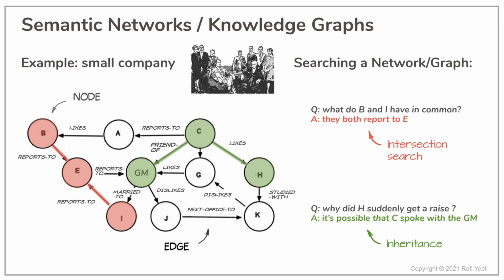We need to clarify again that this inference relies on our understanding of how the world works, what we call heuristic knowledge. For instance, we assume that in a small company, salary increases typically require management approval, and that people tend to speak favorably about their friends to others. While obvious to us, this kind of common-sense reasoning needs to be explicitly represented in the semantic network for a computer to make similar inferences.